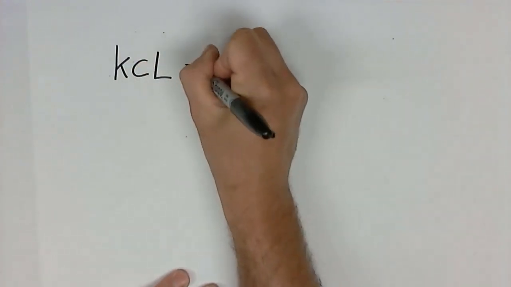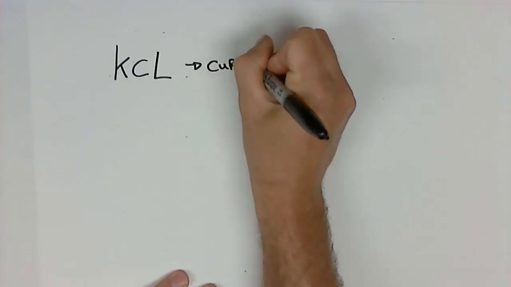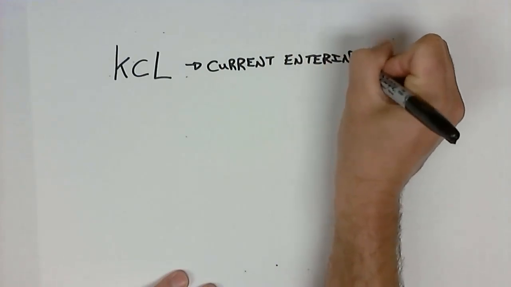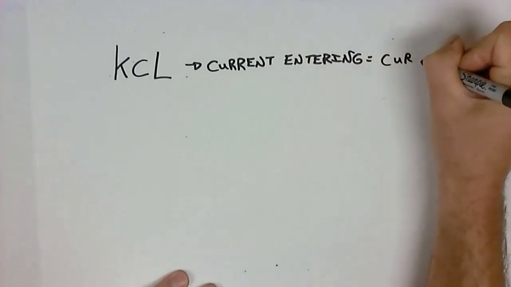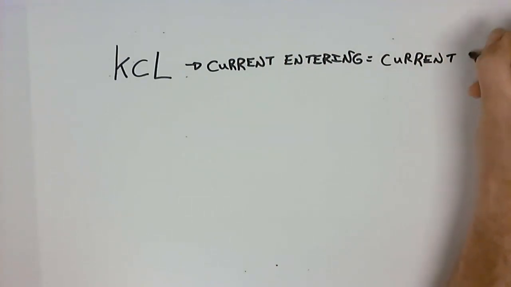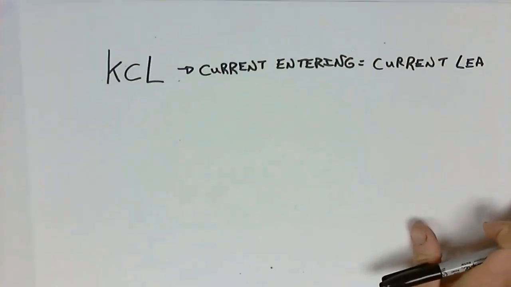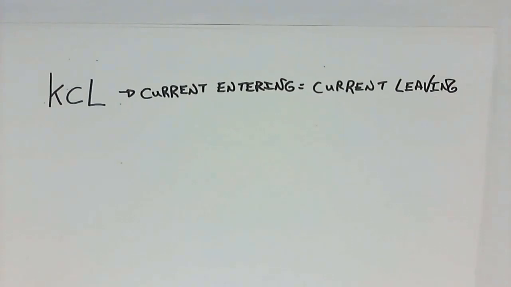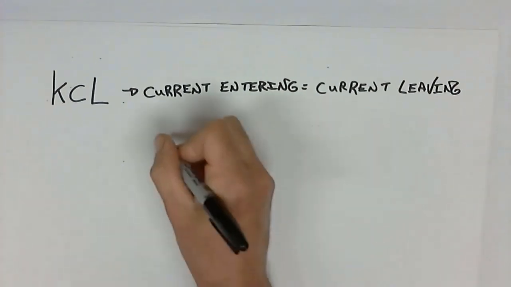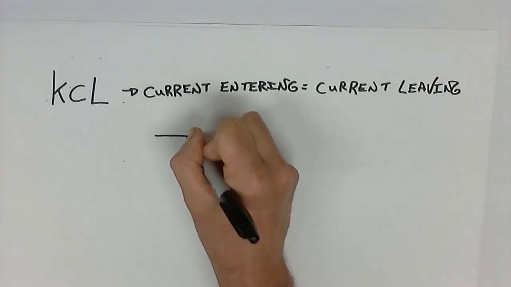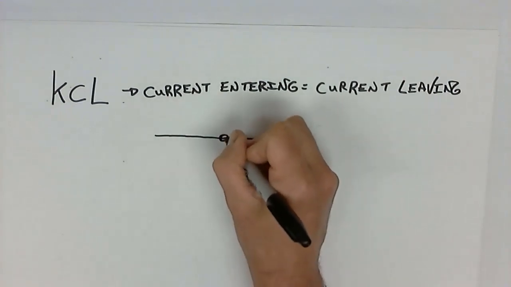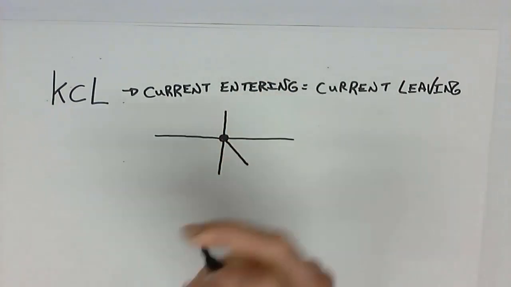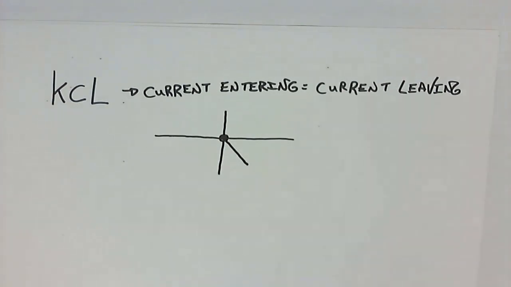Kirchhoff's current law. Current entering must equal current leaving a node. Oh, boy, it's a long sentence. There. Current entering must equal current leaving. And so the significance of that in its most basic form is something like this. Here's a node. And here's a whole bunch of paths of current entering and or leaving.